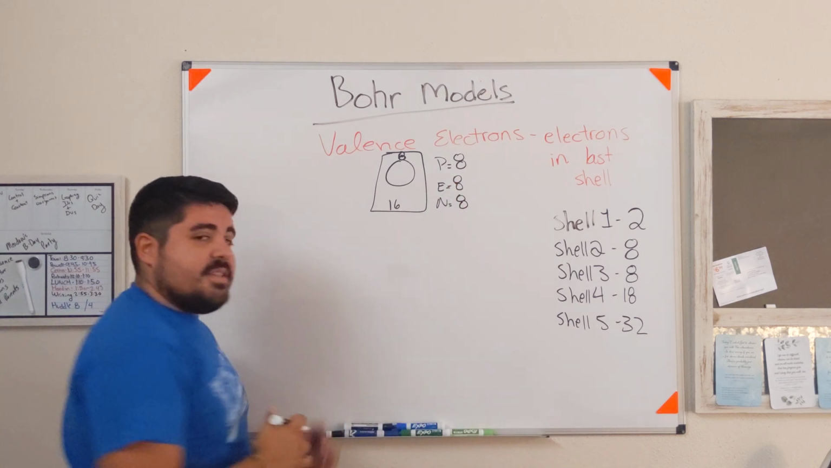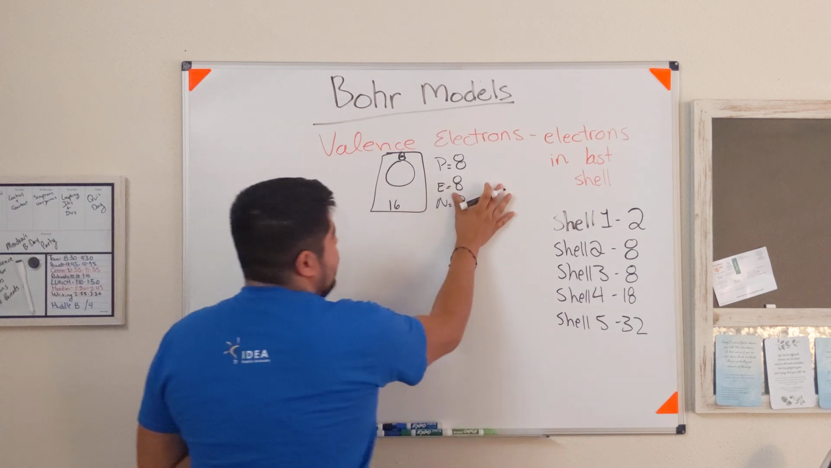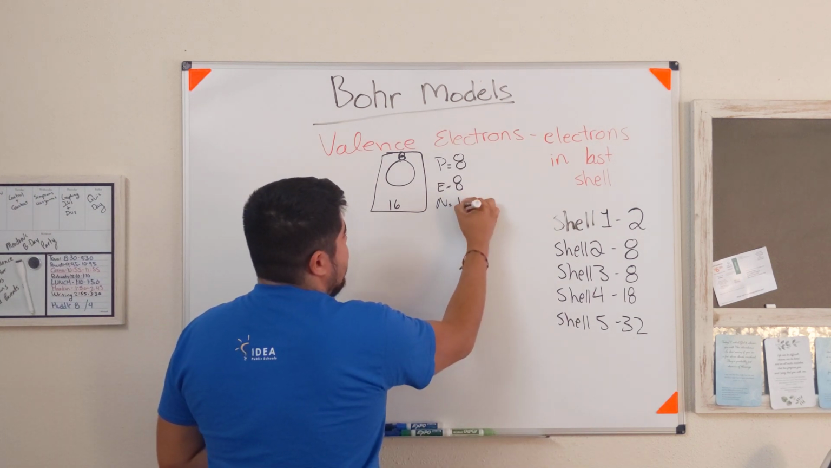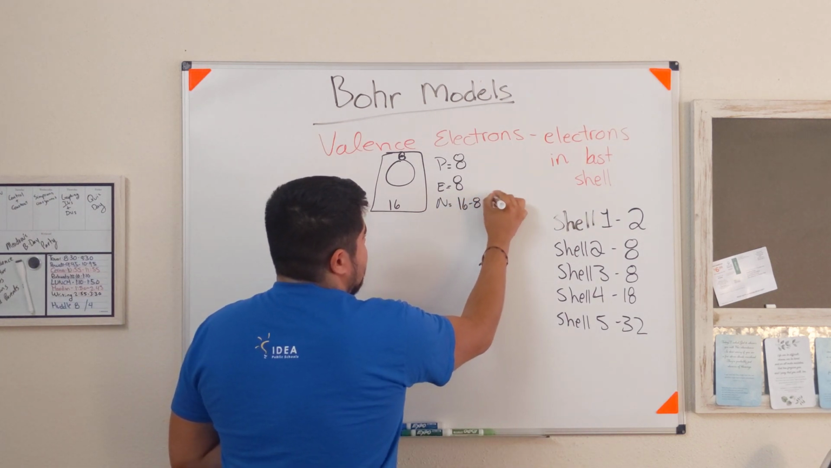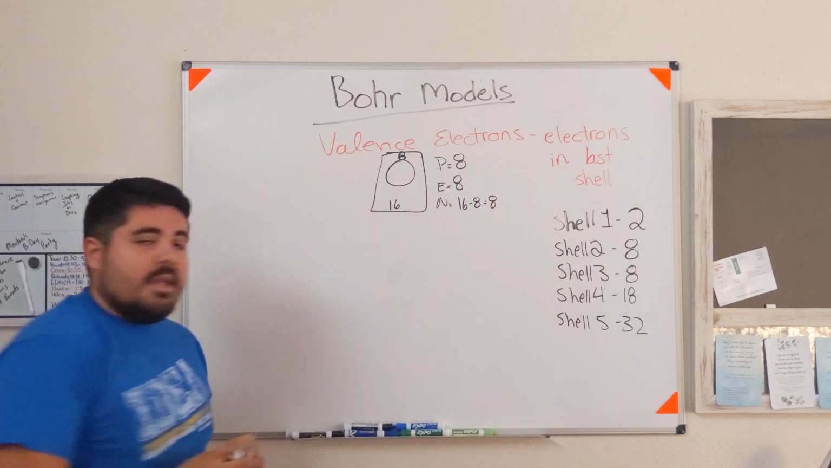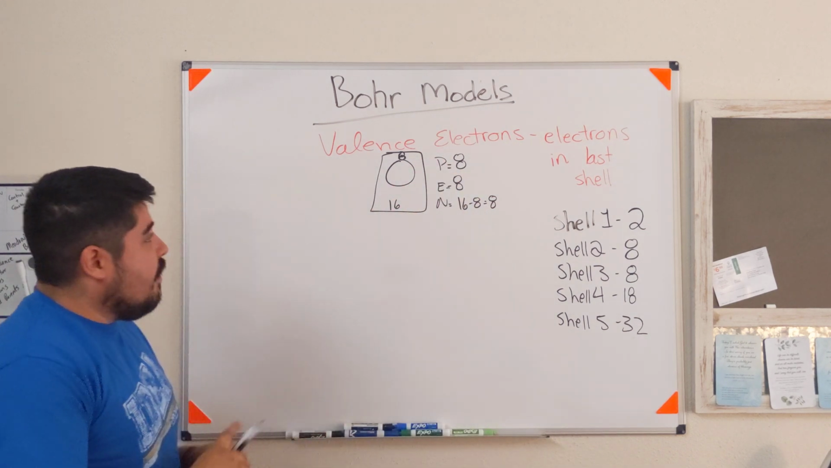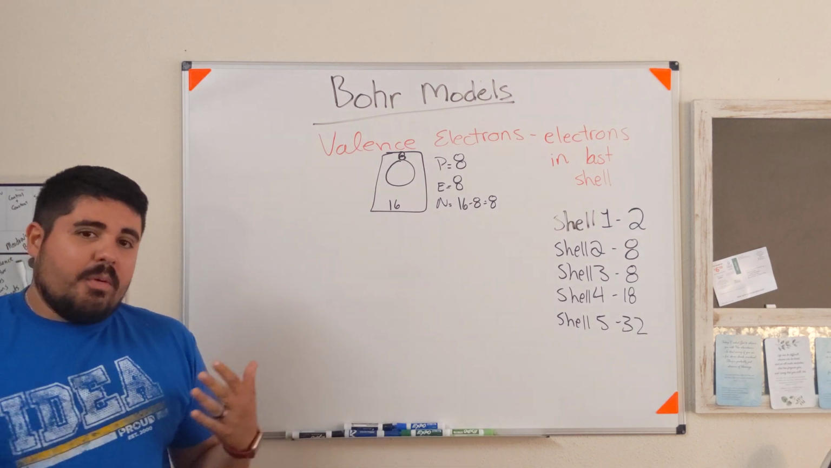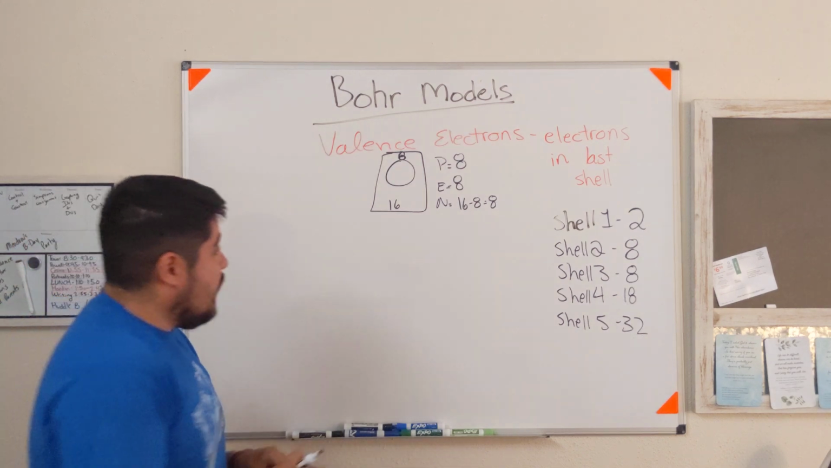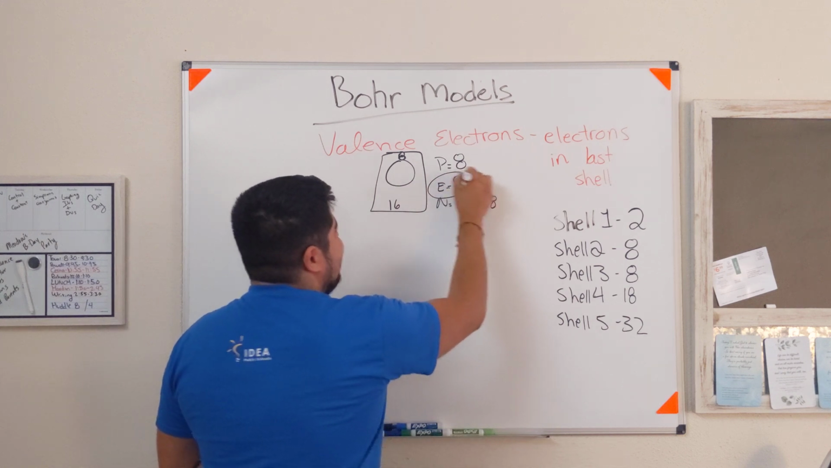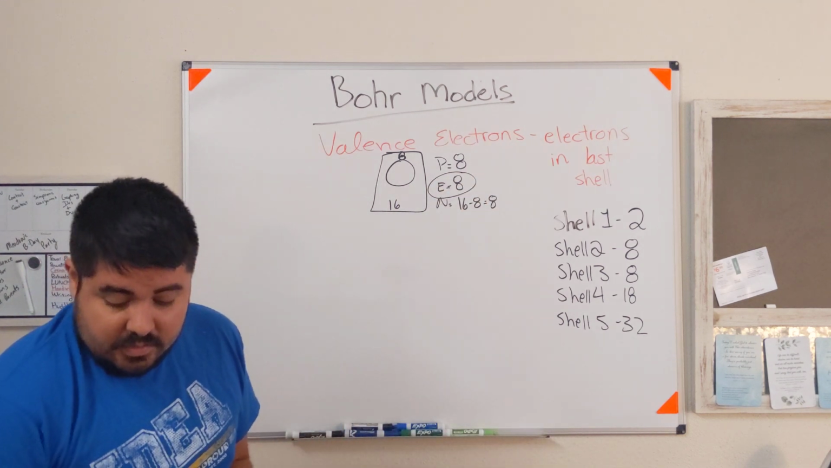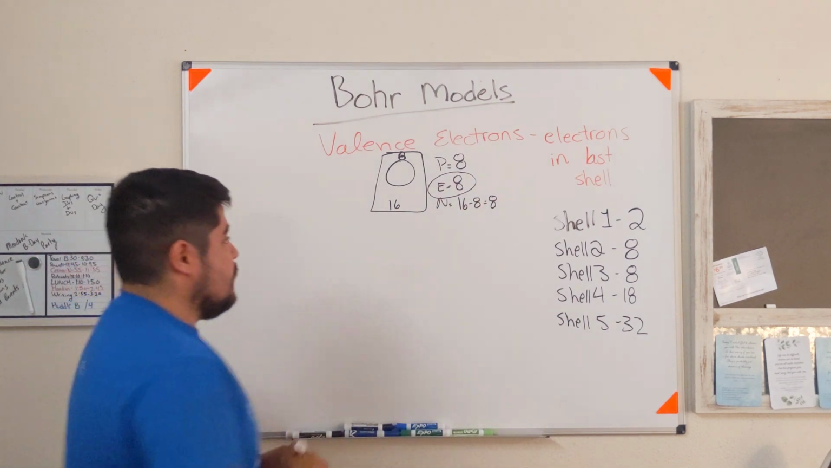Now, how did I do that? I subtracted. I'll actually put it on here, that way it's a lot easier for us to track. 16 minus 8 equals 8. So again, this is our neutrons. Now, do I graph my neutrons here for my Bohr models? No. You use your electrons only. So let's go ahead and graph oxygen.